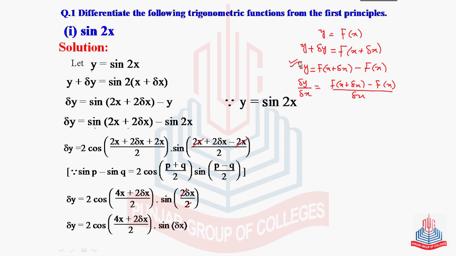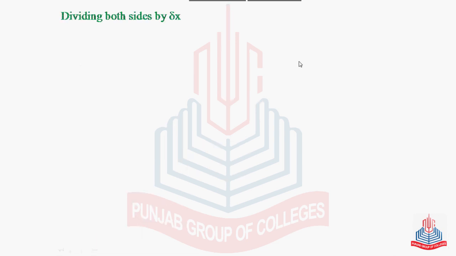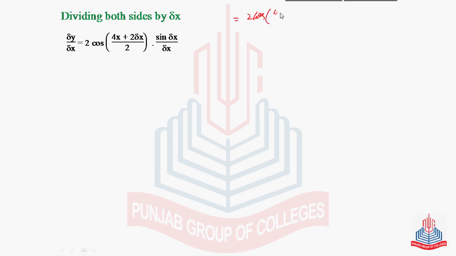Now we divide both sides by delta x, which will become delta y by delta x is equal to 2 cos of (4x plus 2 delta x) divided by 2, into sine delta x, divided by delta x. This is actually of the form 2 cos of (4x plus 2 delta x) divided by 2, sine delta x, and the whole divided by delta x.